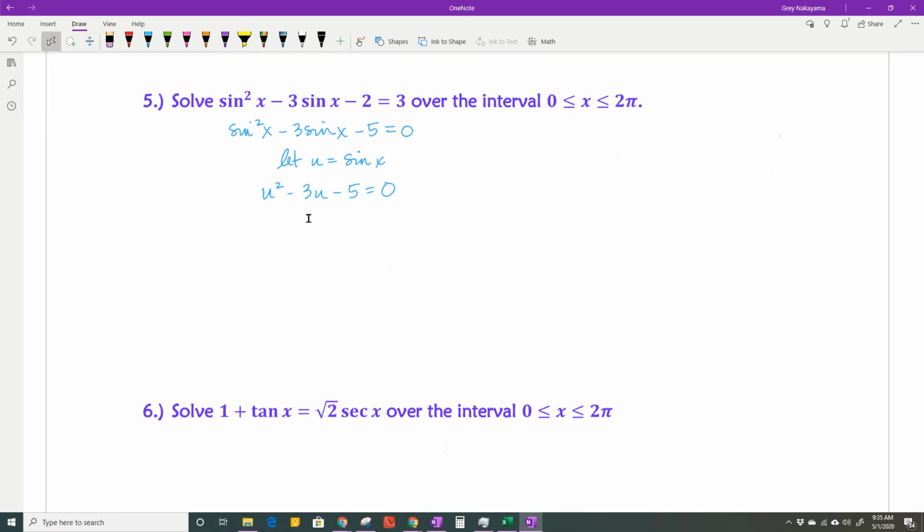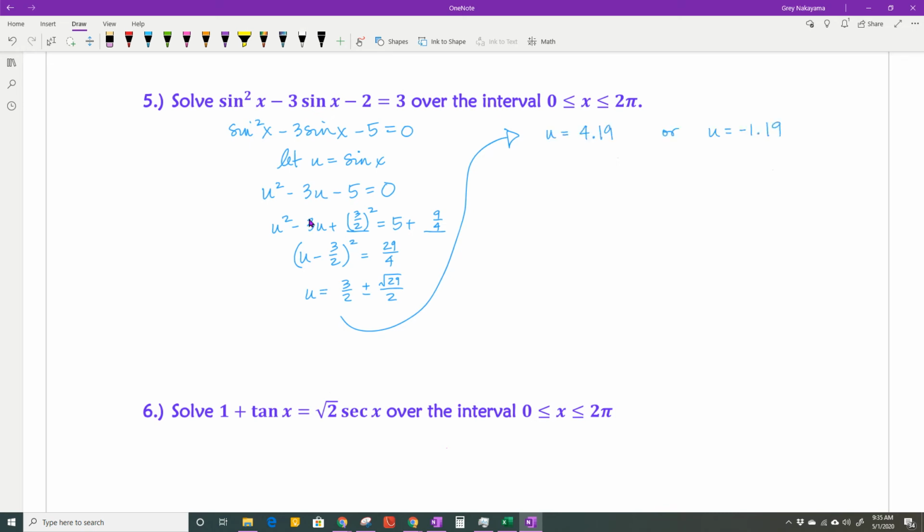It's not so bad. So remember, I'm going to set it up by taking the 5 to the other side and drawing my blanks. And then I take half of 3 and square it, and 3 halves squared is 9/4. And then I factor it, simplify the right side, and then I'm going to take the square root of both sides, and of course, always remember my plus or minus. Now, again, clearly not any values on the unit circle, so I'm going to get decimal approximations of those numbers. So 3 halves plus the square root of 29 over 2 is 4.19. And 3 halves minus the square root of 29 over 2 is negative 1.19.